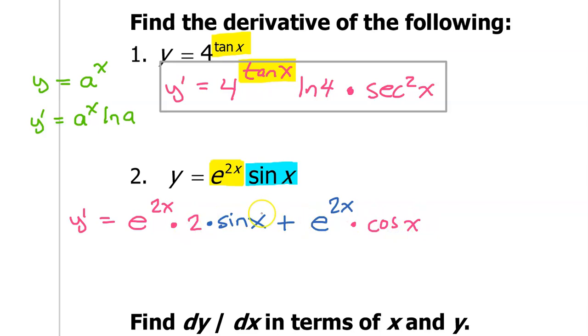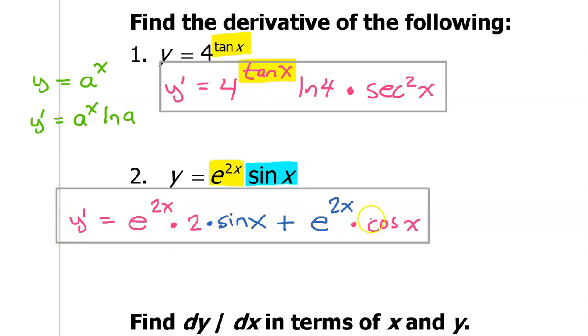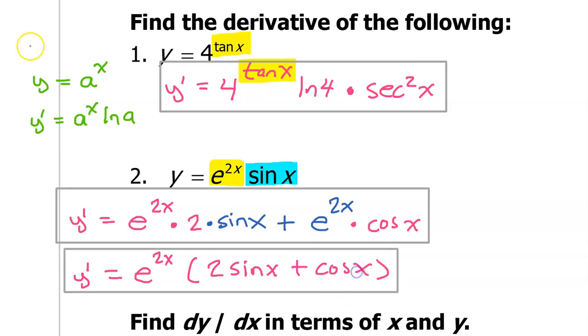And that's it. Now this is perfectly acceptable, but for a multiple choice question, you might see it written with the GCF factored out. We have this e to the 2x power in both terms. So you might see it with the e to the 2x power out in front of the parentheses, leaving behind 2 sine x plus cosine x.